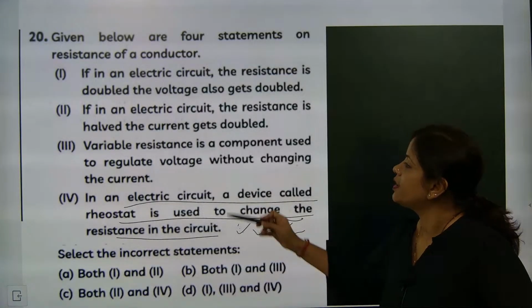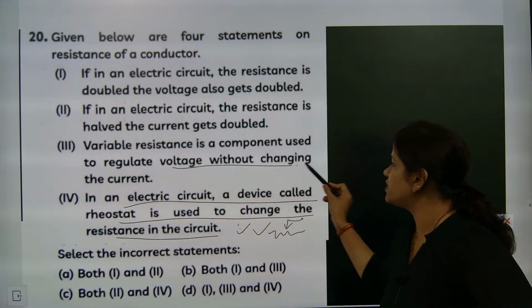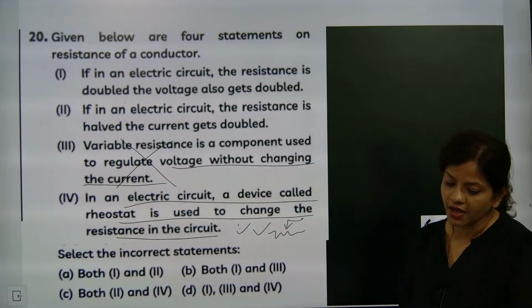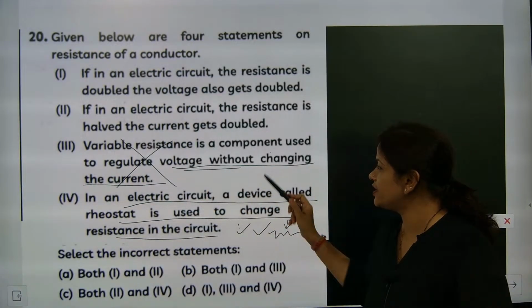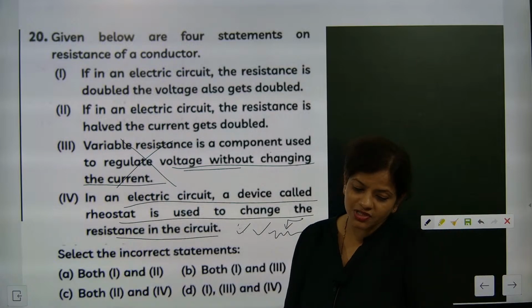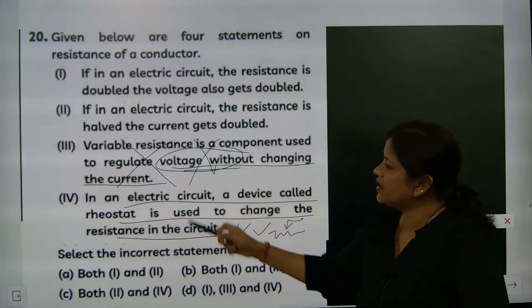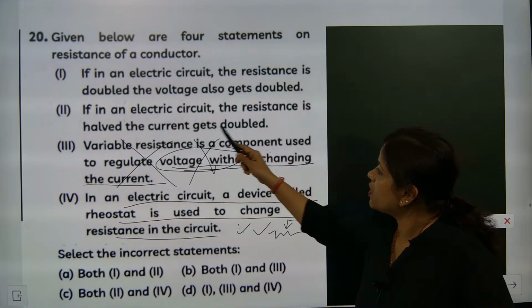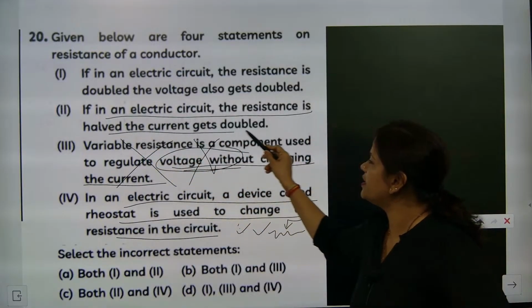Beta, now, variable resistance is a component used to regulate voltage without changing the current. How can it be possible? This is wrong. Okay, so look here, variable resistance is a component used to regulate voltage. No, it is used to change the resistance, not the voltage. So this is wrong. And if resistance changes, other factors will also change. Okay, now in an electric circuit, if the resistance is halved, the current gets doubled.